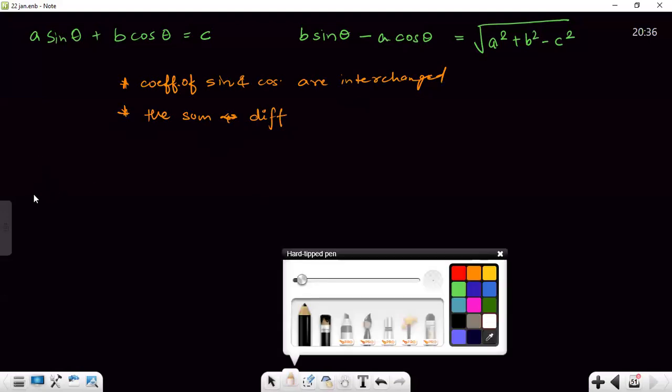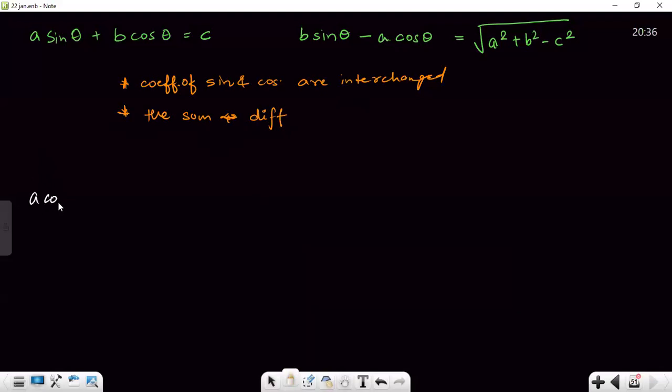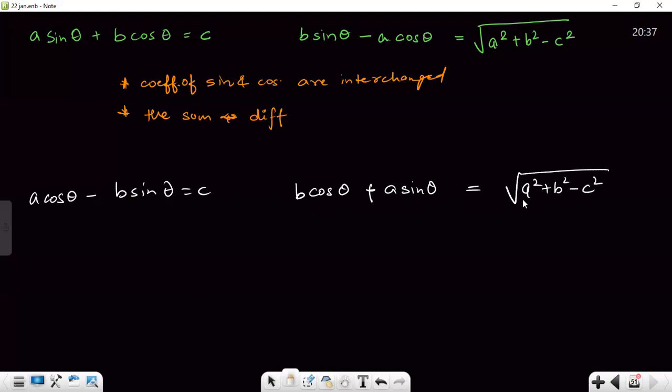If it is written like A cos theta minus B sin theta, and this is given as C, then also let's change the coefficient of cos theta and the minus sign with plus, and change the coefficient of sin theta. Now its result will be the same, square root of A square plus B square minus C square. Let's take some other example.